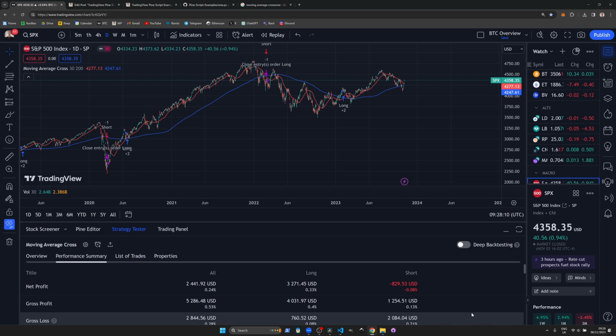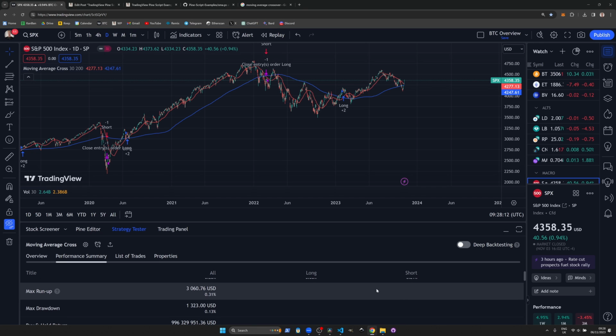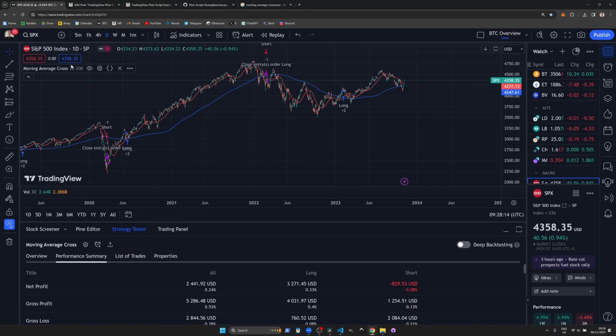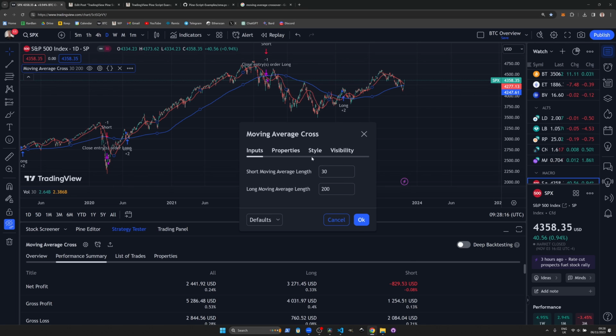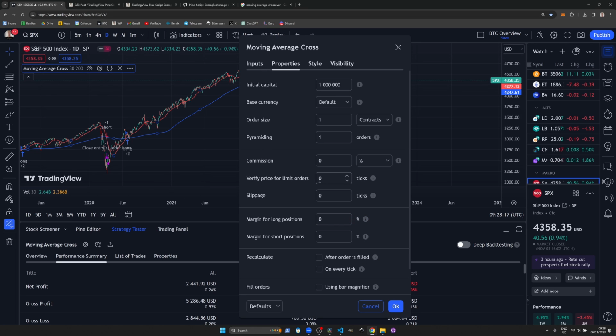If we go into the settings, users can adjust the moving averages to fine-tune their settings without needing to modify the code. Also, in the properties, there are some options to improve the backtesting by adding things like slippage and commission fees.